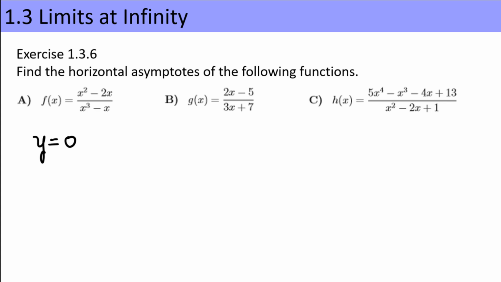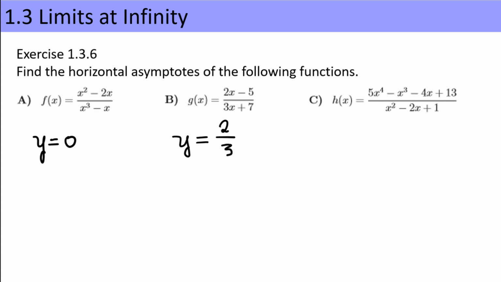B, g of x equals the numerator 2x minus 5 divided by the denominator 3x plus 7. Let's observe that the degree of the numerator and the degree of the denominator are the same. When those degrees are the same, the horizontal asymptote is the ratio of the leading coefficients. So we would have y equals the leading coefficient of the numerator is 2, and the leading coefficient of the denominator is 3.